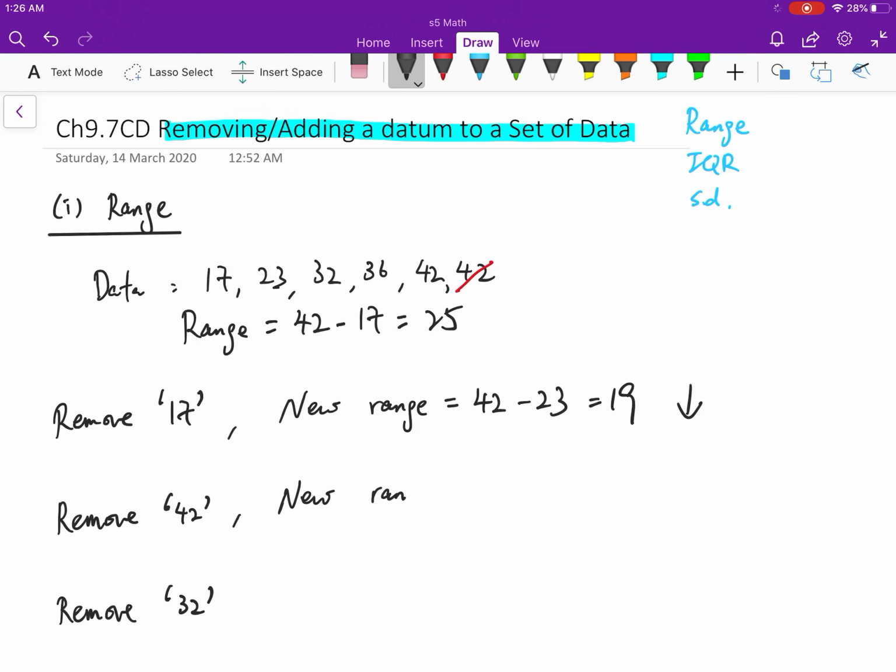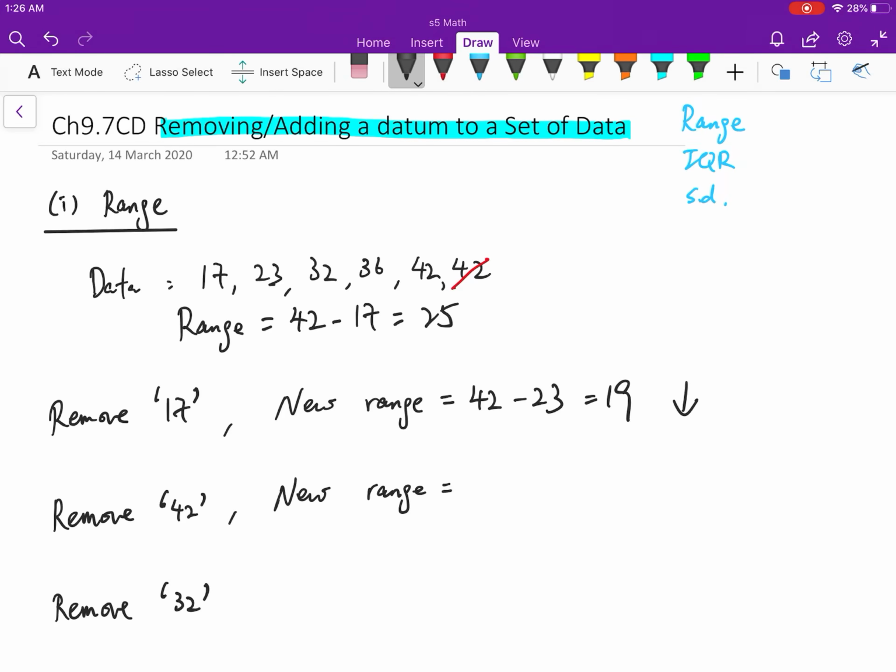If 42 is removed, what's the new range? So you can see, although one of the largest values is removed, there's still 42, right? So we still have the maximum is 42. And then we minus 17. So you get 25, which is unchanged.